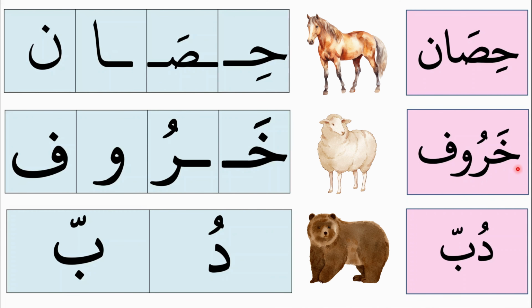The word خروف, which means sheep. خاء with فتحة, kha. راء with ضمة, ru. Then واو, to make it longer it will be خرو. Then فا. خروف. Another word دب, which means bear. دال with ضمة, du, and then باء with شدة, you emphasize, you will say دب.